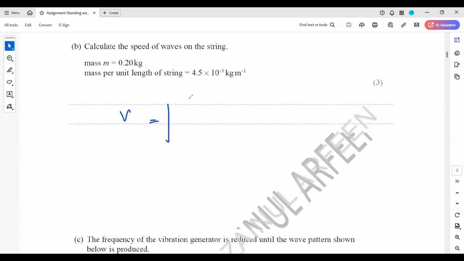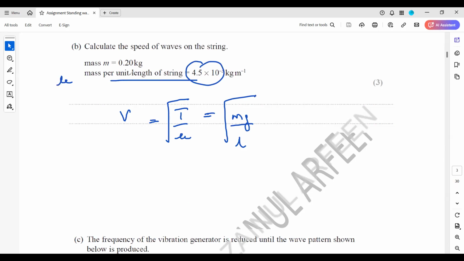So v is equal to the square root of T divided by mu. T is the mass times gravity, because that's the weight. And the mass per unit length, mu, is given. So this will be the speed of the wave when you substitute 0.2 times 9.8 divided by 4.5 times 10 to the power negative 3, in a root. You will get 20.9, which is 21. So 20.9 meters per second or 21 meters per second. You can round it off to two significant figures.